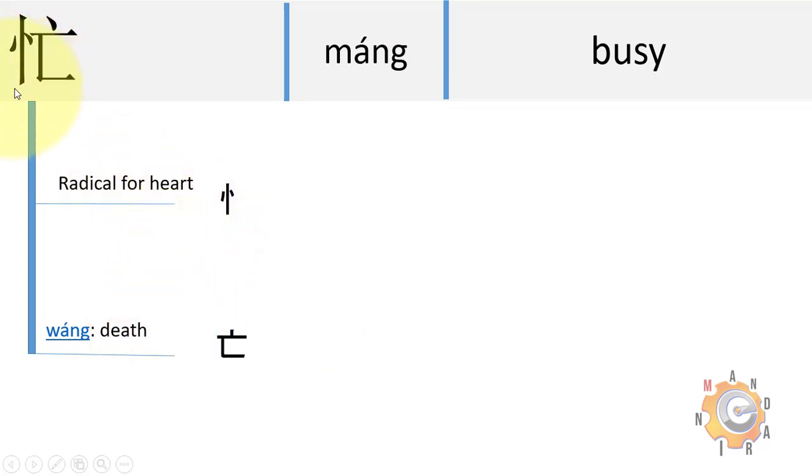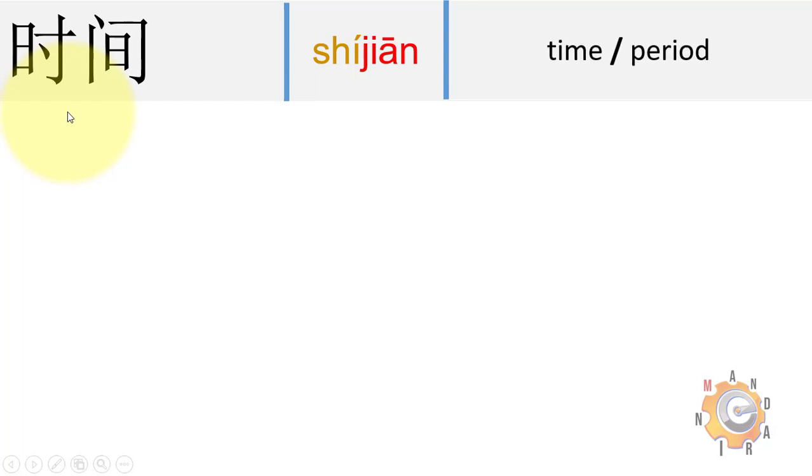So a heart causing death is for a busy person. Anyway, this character can further be decomposed: the top character and the bottom character. Tou, which means head, and this one is yin, which means hidden. 时间, 时间, 时间, which means time or period.